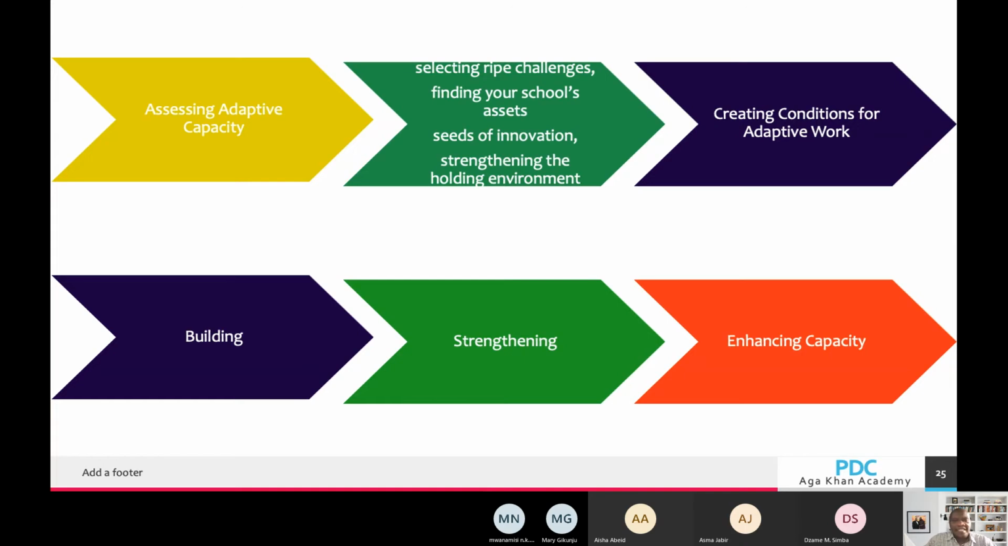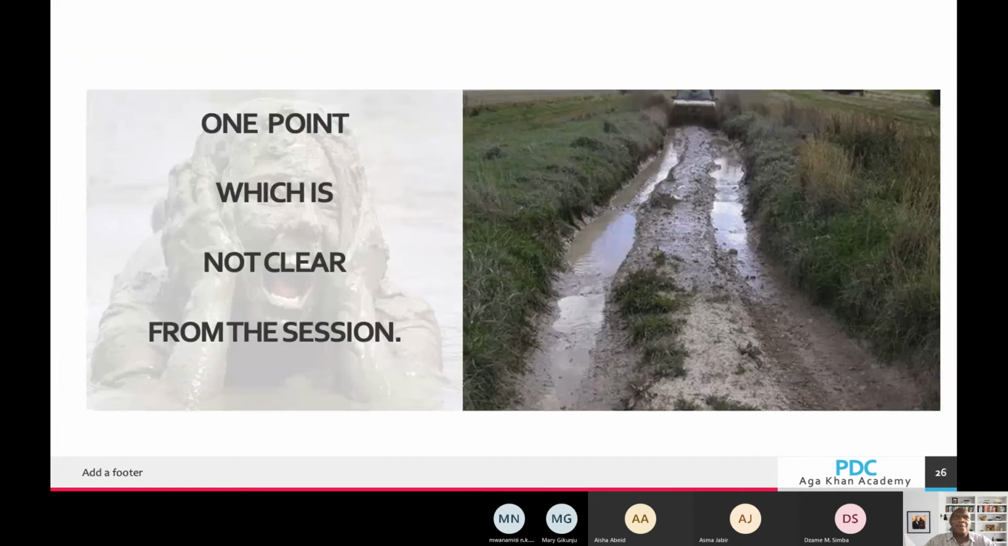So this is what I wanted us to cover for this first hour before we take a screen break. And before we take a break, I'd like to ask you one point which is not clear from this session, so that I can react to that. Then we take a short break of half an hour. Then we come and do the next session.